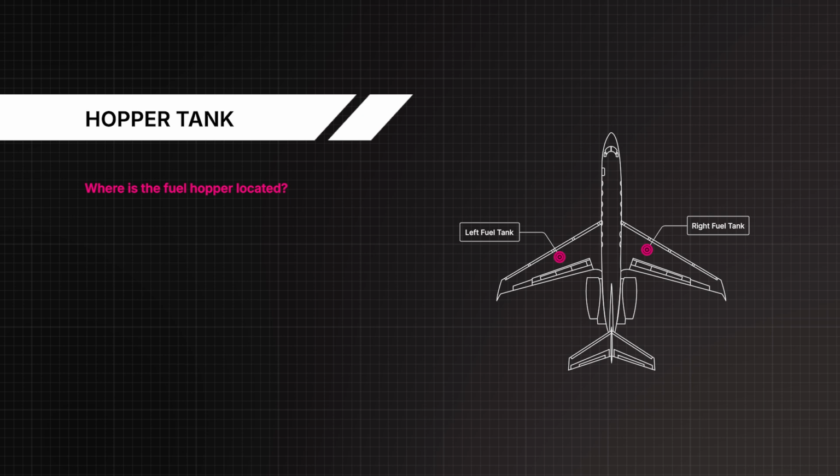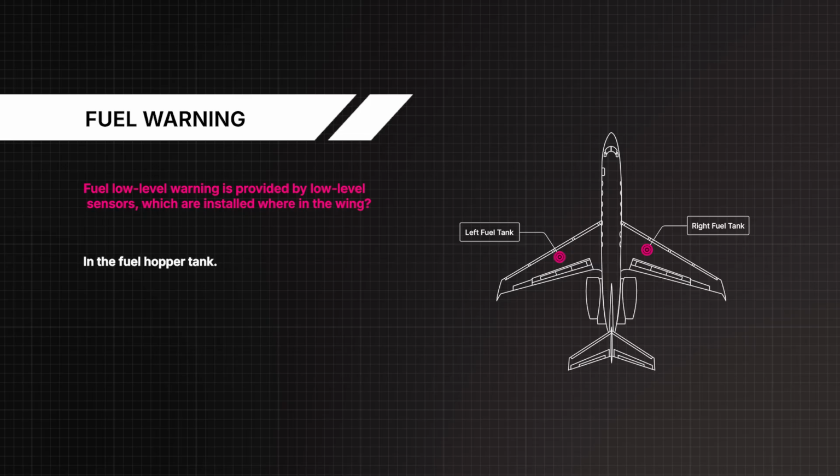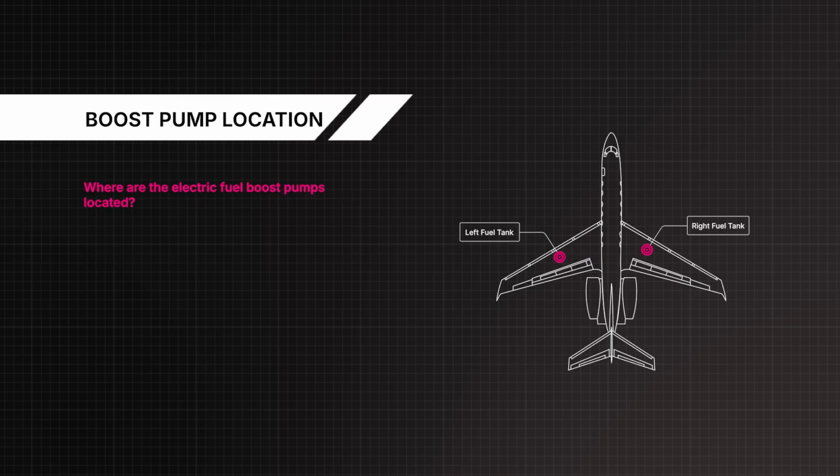Where is the fuel hopper located? In the inboard portion of each wing tank. Fuel low level warning is provided by low level sensors, which are installed where in the wing? In the fuel hopper tank. Where are the electric fuel boost pumps located? In the main wheel well.